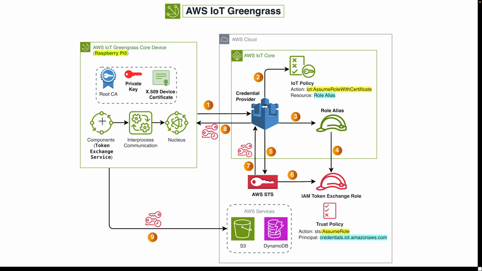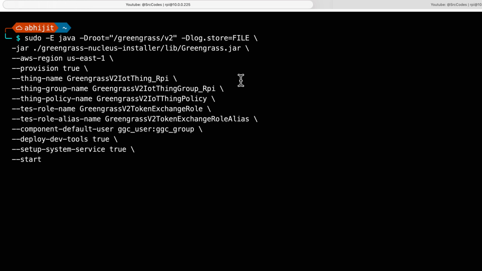Let me quickly walk you through all the installation arguments that we are going to pass to this Greengrass installer. So root JVM property is going to pass the installation directory where this Greengrass software will be installed. Log store file: here we are saying that logs will be stored in file, and this is very helpful in case we need to debug or troubleshoot something. Then we are specifying the region. Then we specify the IoT thing name, IoT thing group, the policy name, token exchange role name, token exchange role alias name. Then we'll specify component default user.